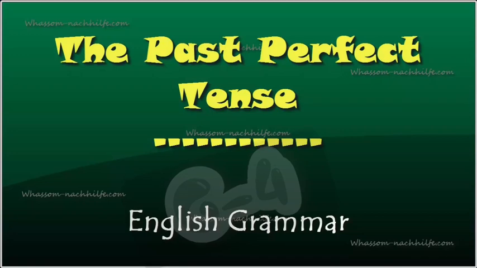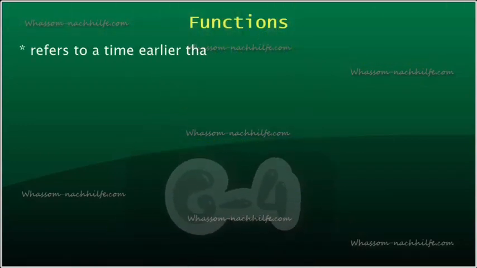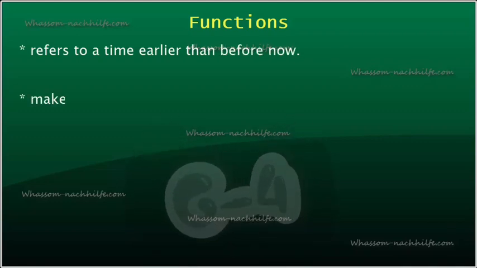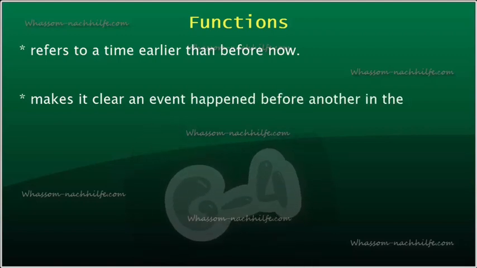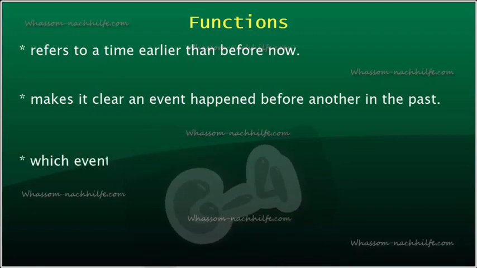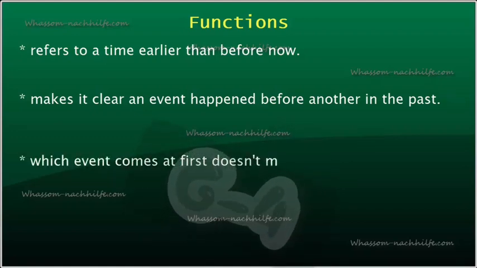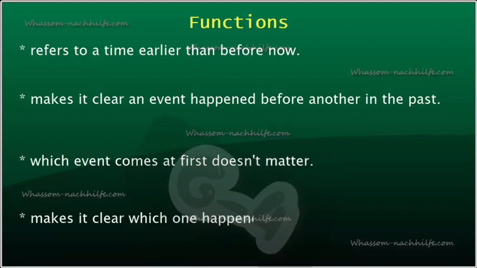We are going to talk about the past perfect tense. First of all, we want to understand the functions of the past perfect. The past perfect refers to a time earlier than before now. It is used to make it clear that one event happened before another in the past. It really doesn't matter which event is mentioned first. The past perfect makes it clear which one happened first.